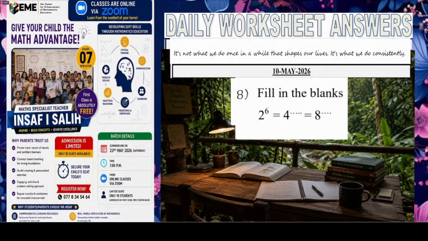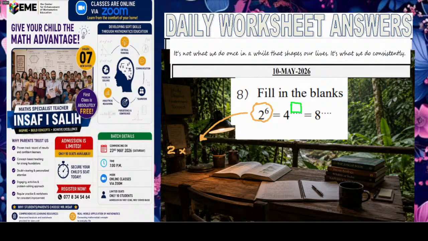Right. Question number 8. We have been asked, 2 to the power 6 is equal to 4 to the power what? What should be the index here? How do you do this question? So first of all, we got to know what 2 to the power 6 is. How do we find what 2 to the power 6 is? What does 2 to the power 6 mean?